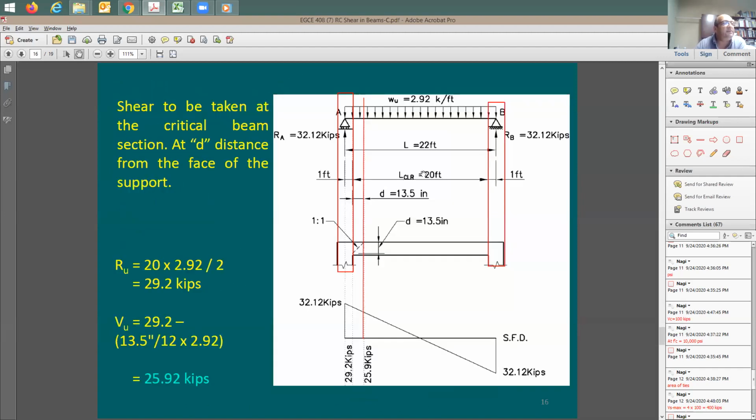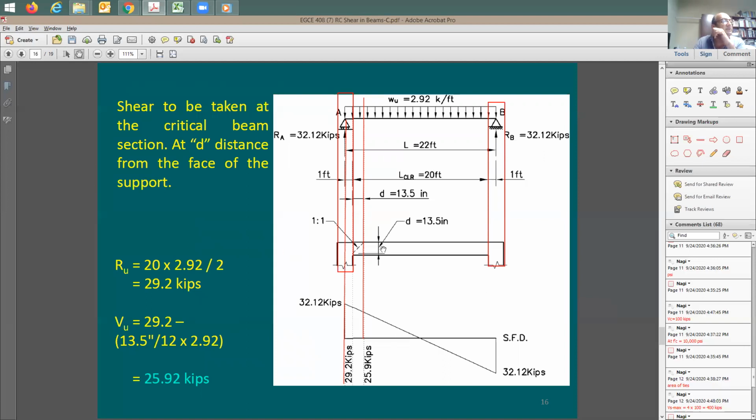Now I need to look at this. What are we doing here? Here's the shear demand. Take it at face of support. Take this uniform load, times the entire span, you're gonna get the reaction. So 32.12, this is gonna be the reaction. So the shear at this location is gonna be the reaction, right? This is the reaction.